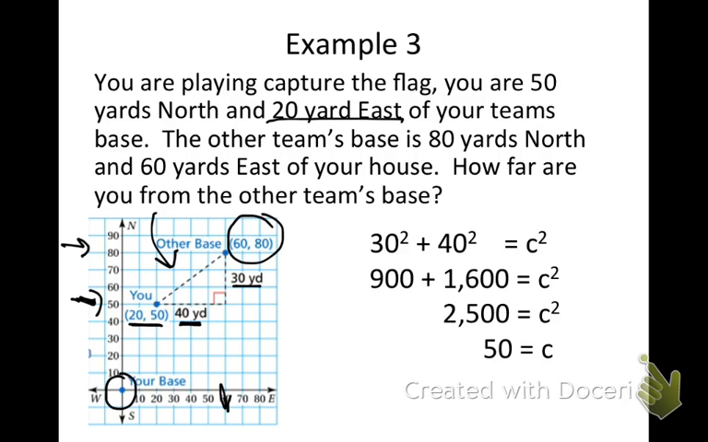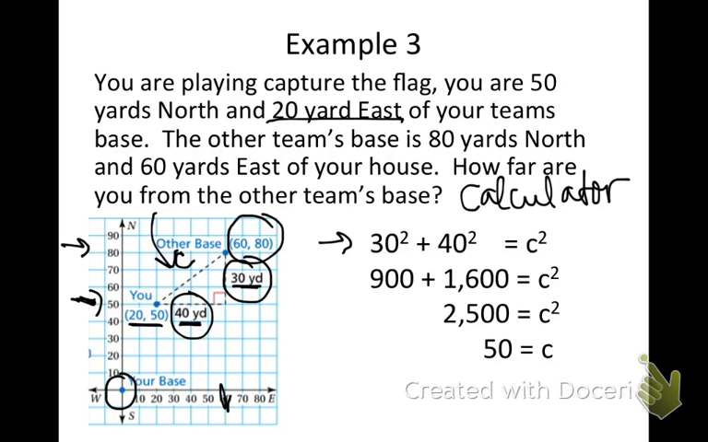So this is a right triangle. Here's your right triangle. So you have A, B, and you're trying to find C. So I've written that over here. You have 30 squared plus 40 squared equals C squared. And on these, it's okay to use your calculator.